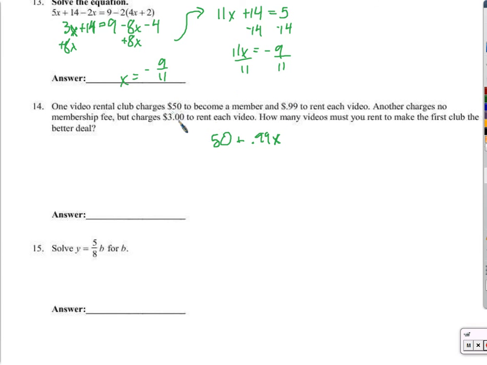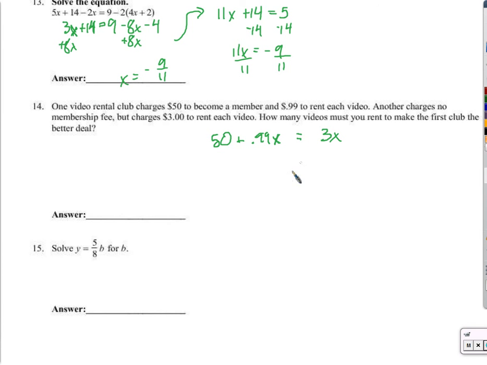So one video, $3, two videos, $6, three videos, $9. No $50 or any amount to add on. It's just $3. The amount that we spend at the first place is equal to this expression. The amount that we spend at the second place is equal to this expression. We want the amount that we spend at one place and the amount we spend at the other place to essentially be equal to each other.